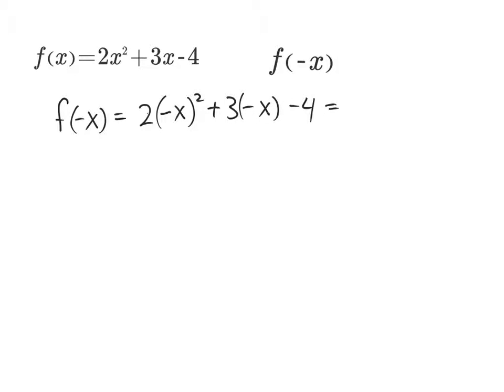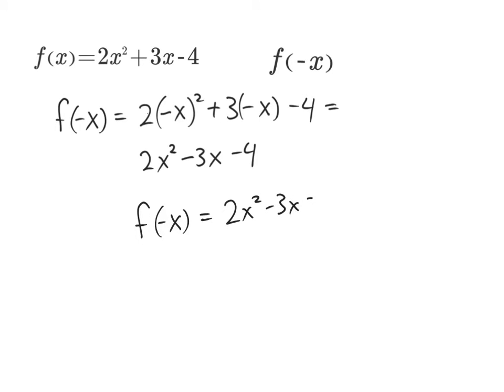Now when I simplify it, negative x times negative x is going to be x squared, because x times x is x squared, and then negative times a negative is positive. So we end up getting 2x squared, and then 3 times negative x is negative 3x, then minus 4. Now if you notice, we have an x in our input, so we're going to have x's in our output. So what this means, if I plug a negative x into my function, I will end up getting a new function, which is 2x squared minus 3x minus 4.